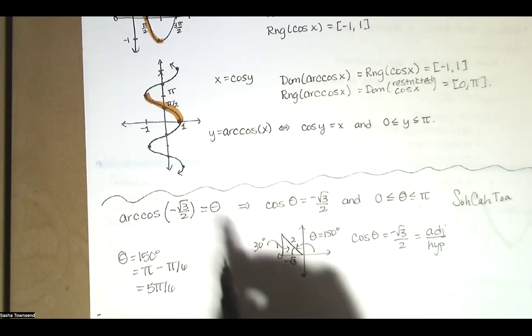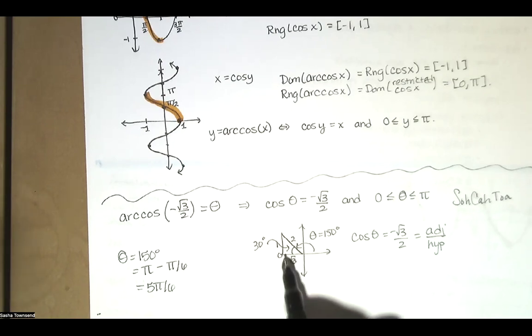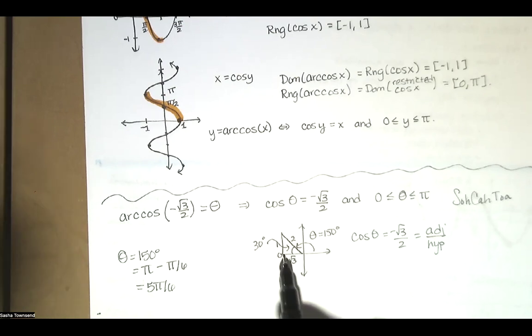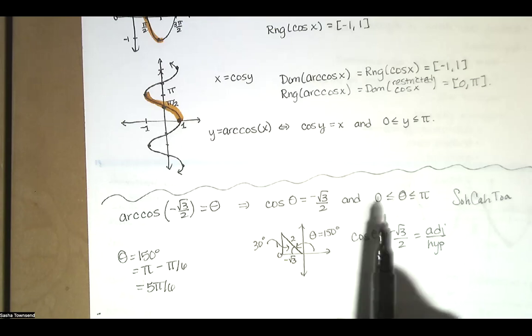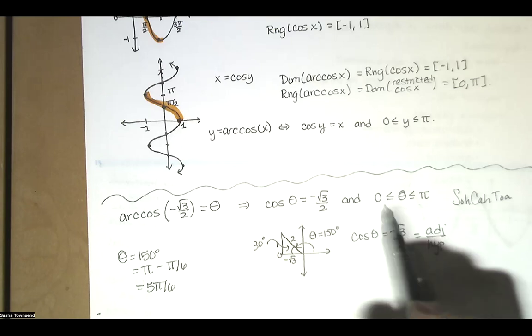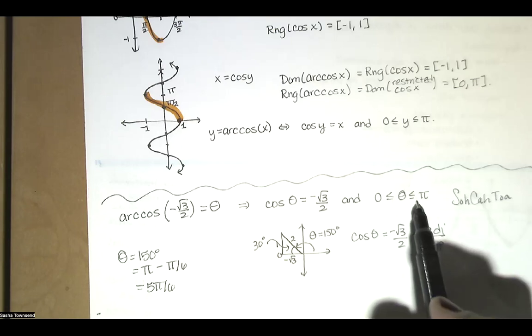Now, it might be tempting to say that that angle is 100 or 210 degrees. You might say, well, why isn't it this one over here? Why can't I draw my reference triangle in quadrant 3? Well, the reason we can't do that is because we want our theta to lie between 0 and pi.